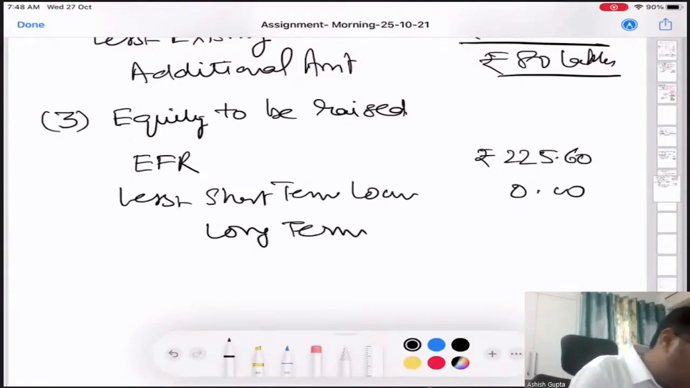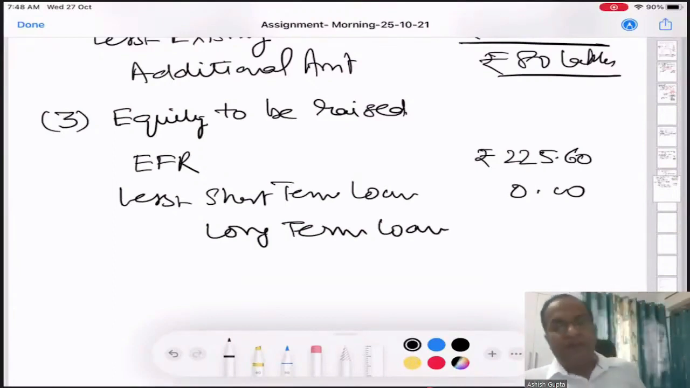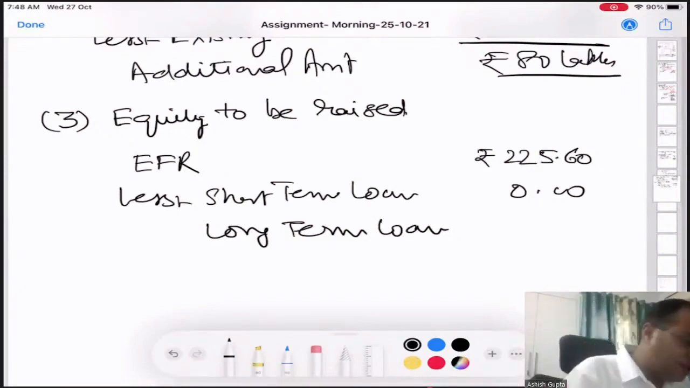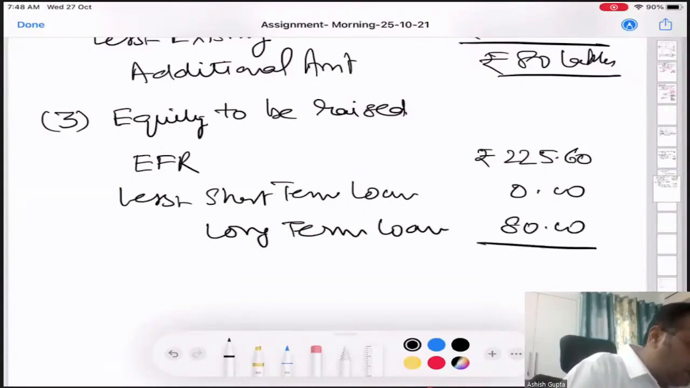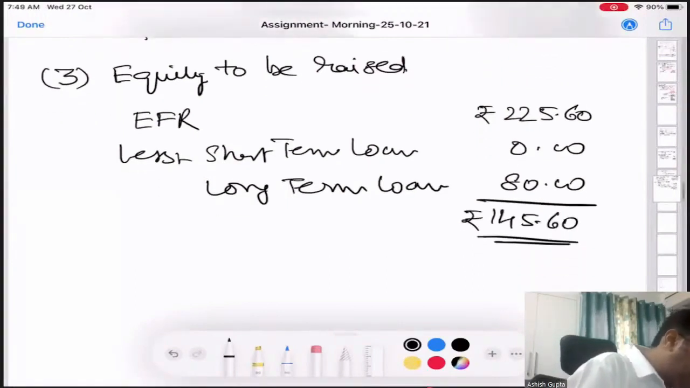Yatin, your answer is correct. It may be possible that when a student has mailed the answer, there may be some delay. So don't worry, your answer is reaching me. So the balance amount will be raised from equity.